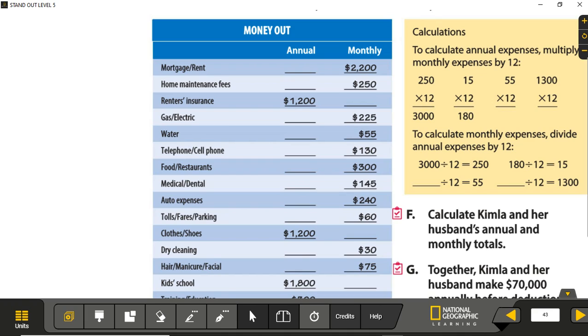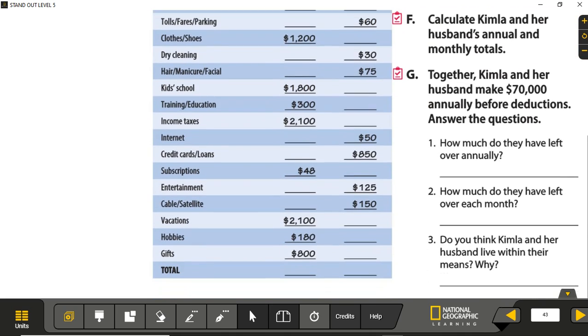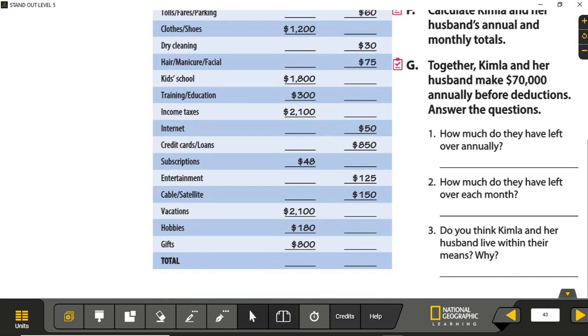Auto expenses, $240. Parking, tolls, fares, $60. Clothes and shoes, $1,200 a year. Dry cleaning, $30 a month. Hair, manicure, facial, $75 a month. Kids' school, $1,800 a year. Training and education, $300 a year. Income taxes, $2,100 a year.